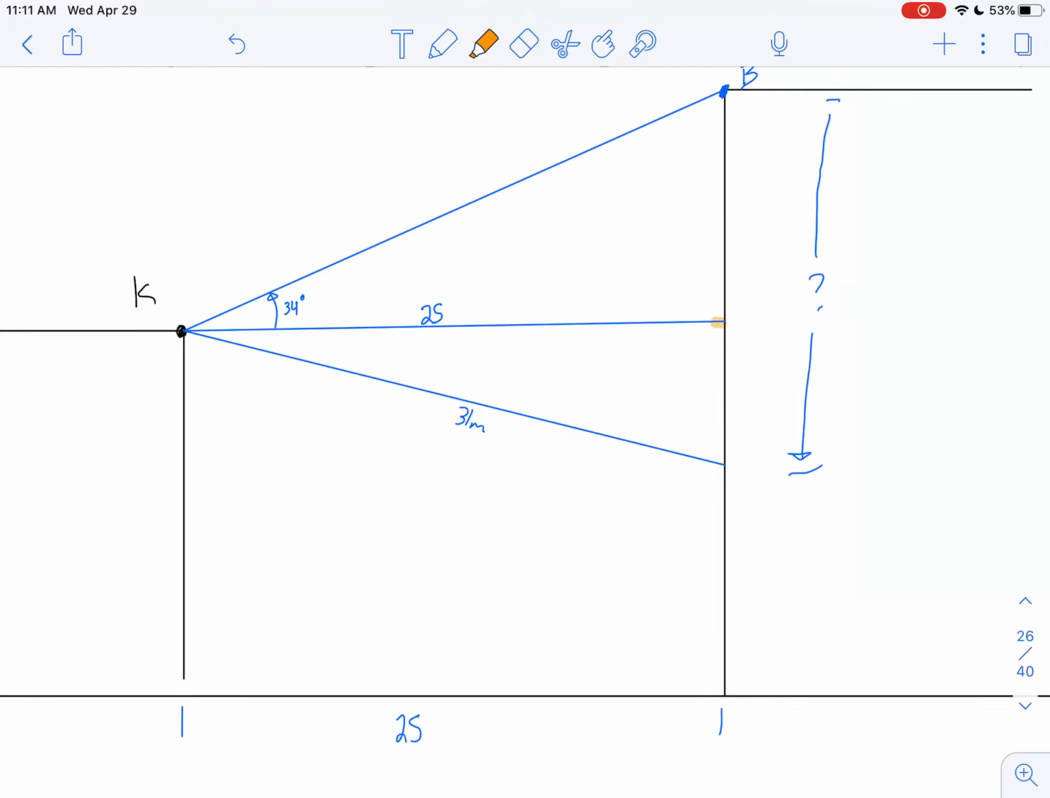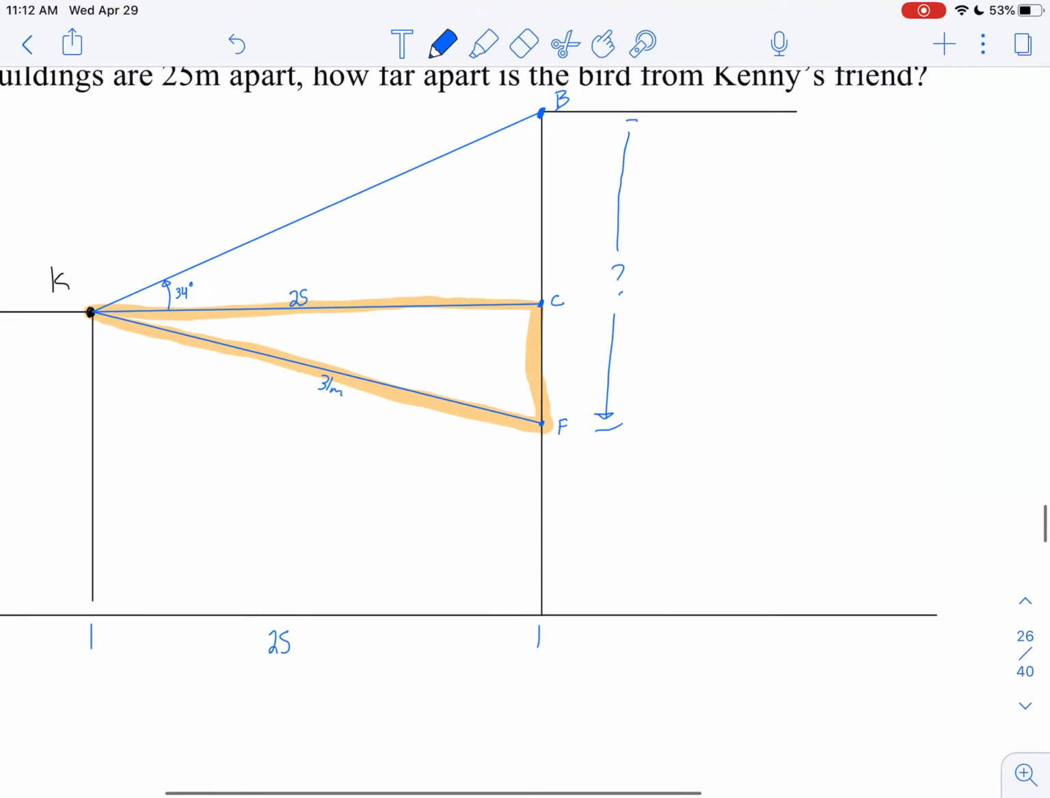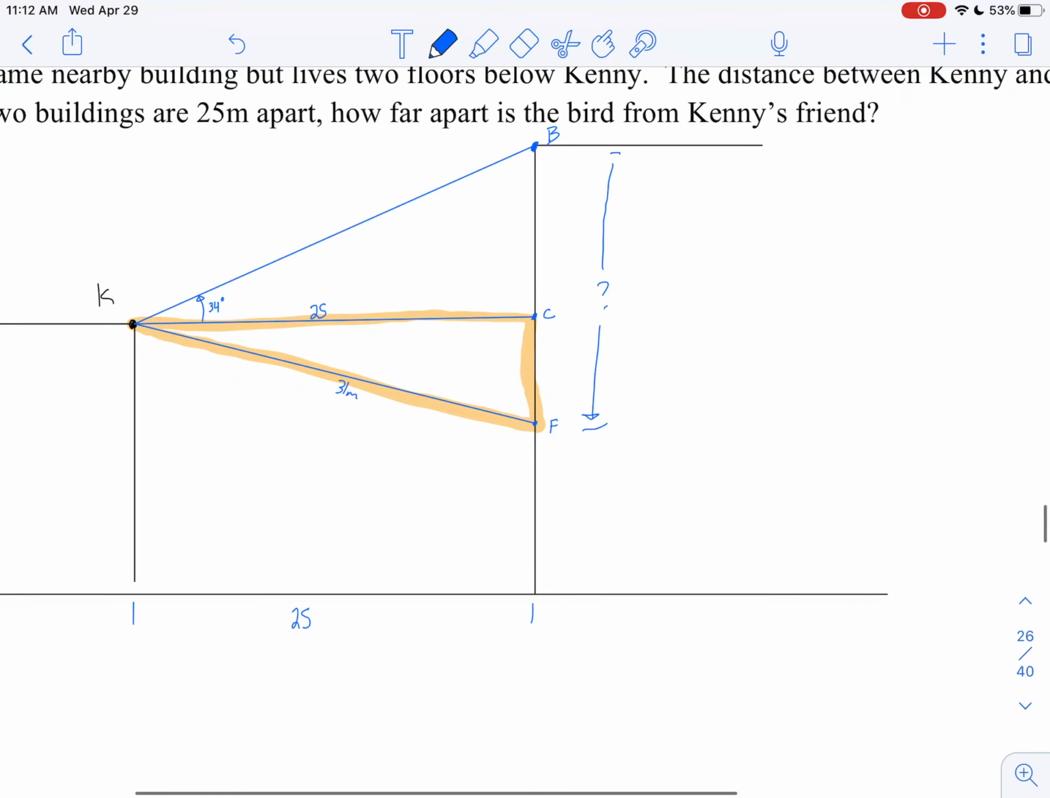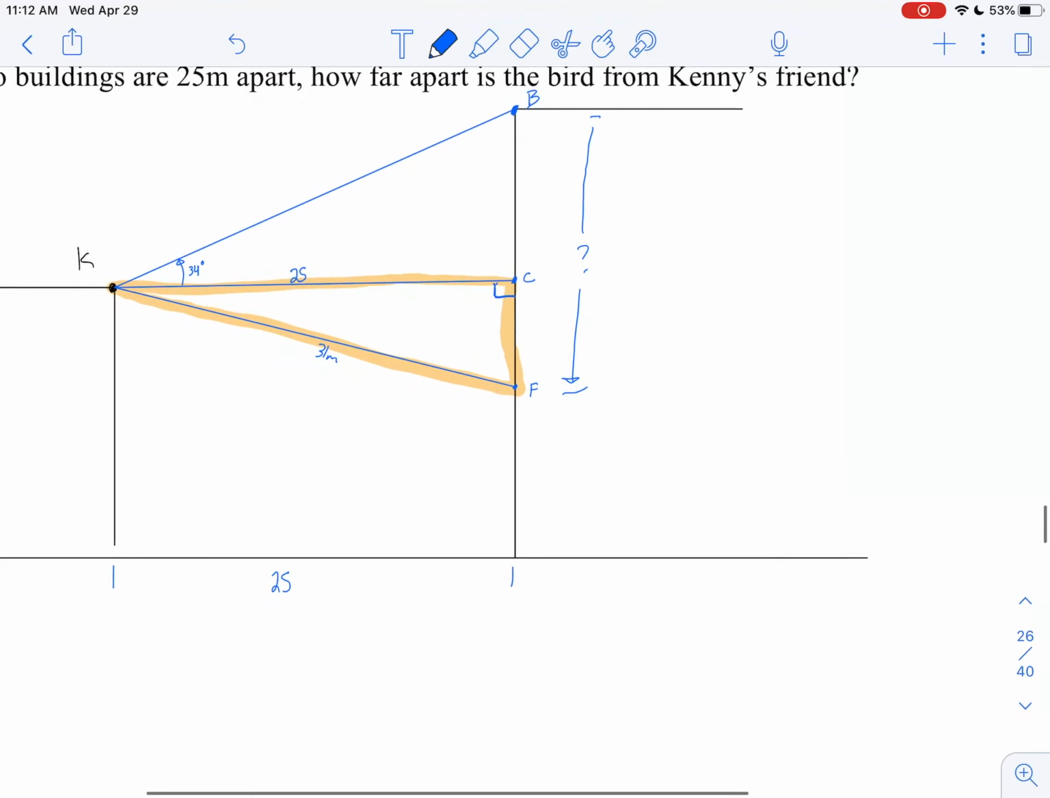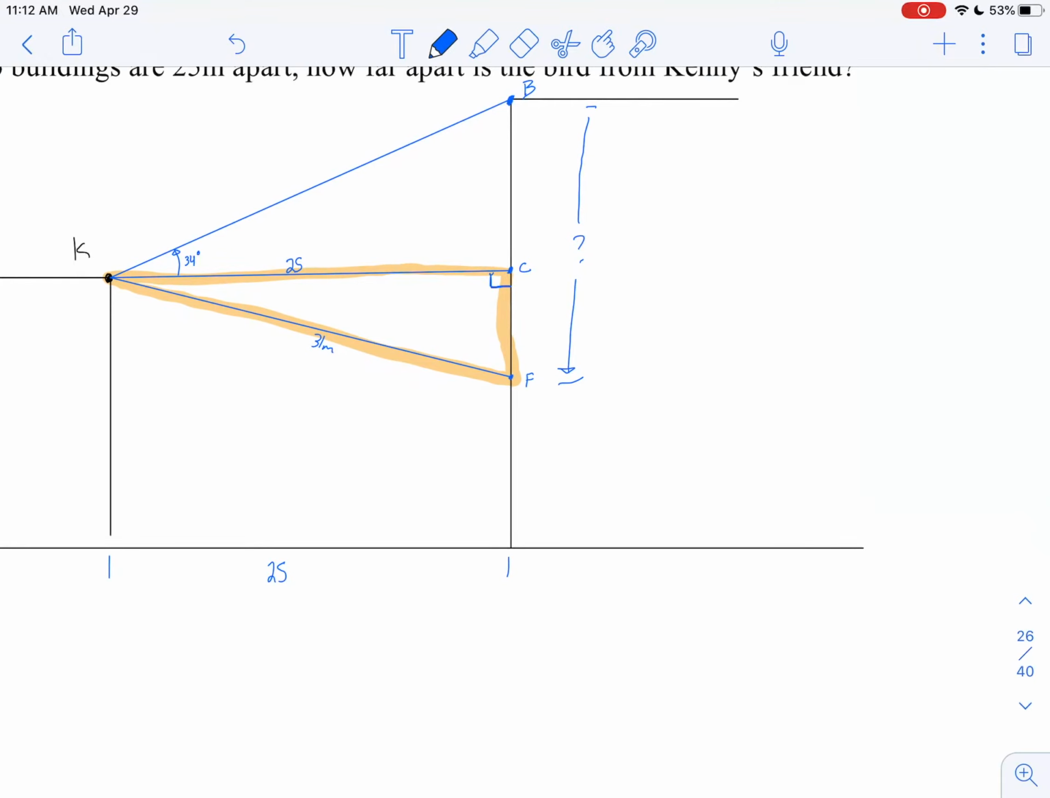So this triangle going from here to here to here. I can label this point on the far side. Let's label this F for friend. And this is just, let's call it C. It's the center on the opposite side. Well, this triangle is going to be a right angle triangle because we assume all buildings are perfectly straight in math problems. And we can see one length of the triangle is 25 meters.